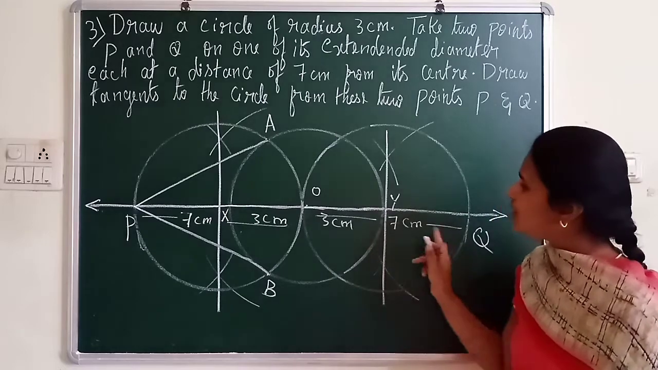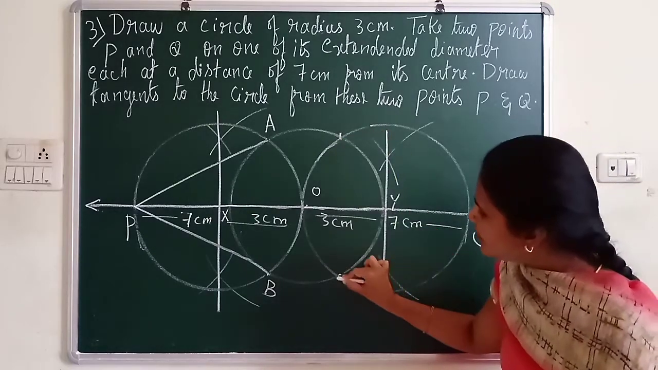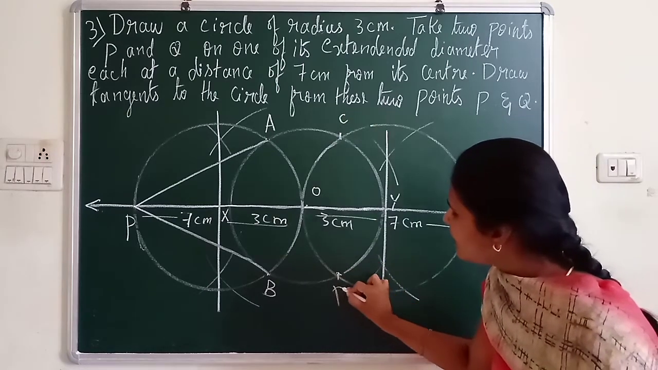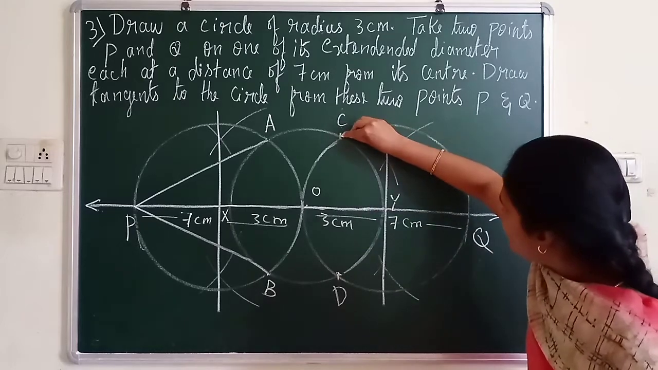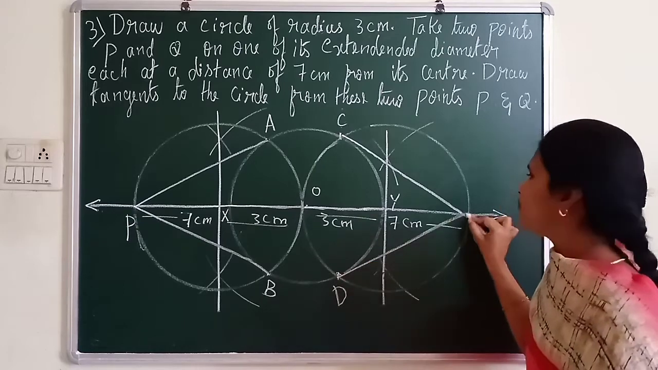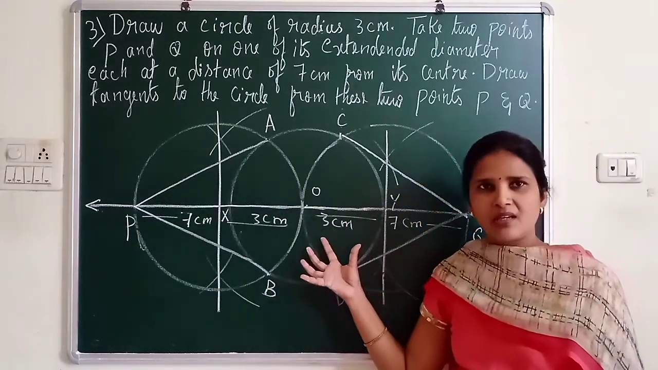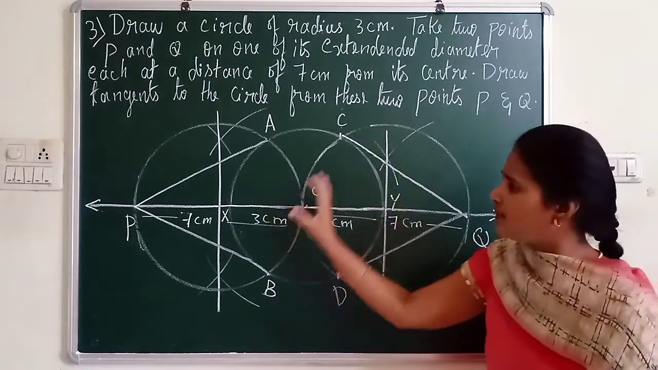Now again observe where these two circles are meeting. You can see these are the meeting points. Mark this as C and mark this as D. Now I'll get the tangents when you join C to Q and D to Q. You can see now I got the tangents from P to the given circle, and also I got the tangents from Q to the given circle.